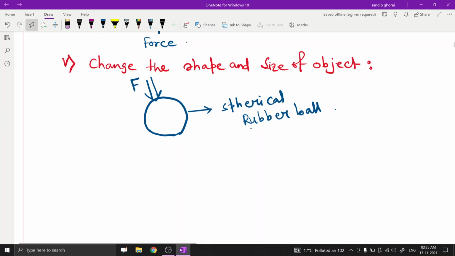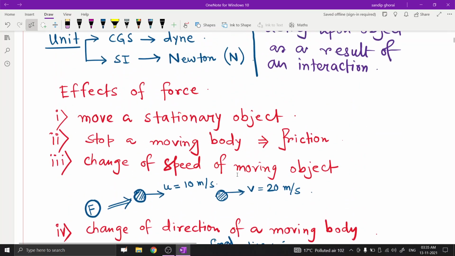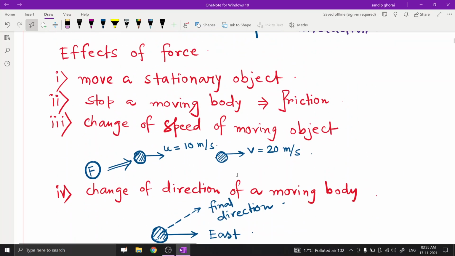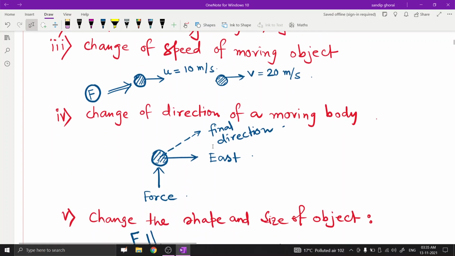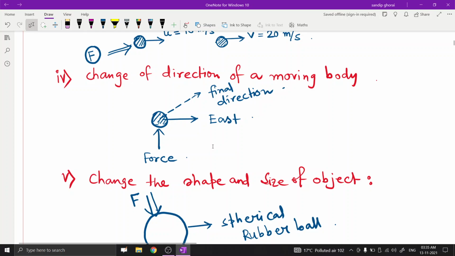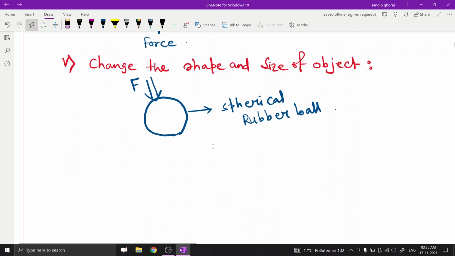These are the effects of forces. First, move a stationary object; second, stop a moving body; third, change the speed of a moving object; fourth, change the direction of a moving body; and fifth, change the shape and size of an object.